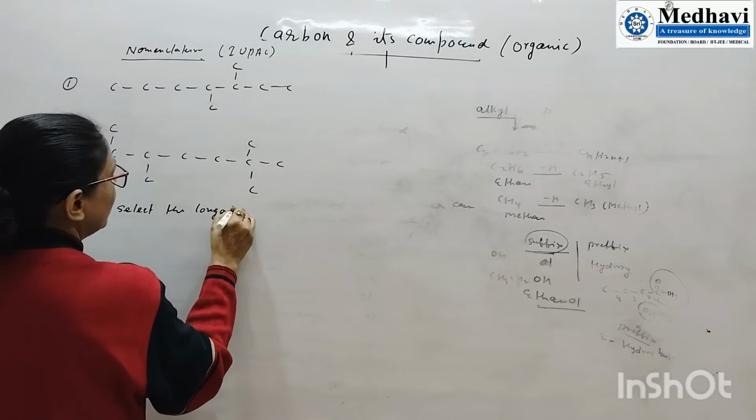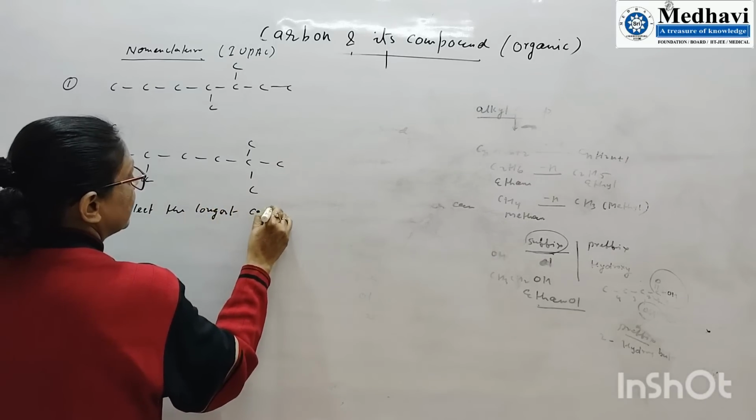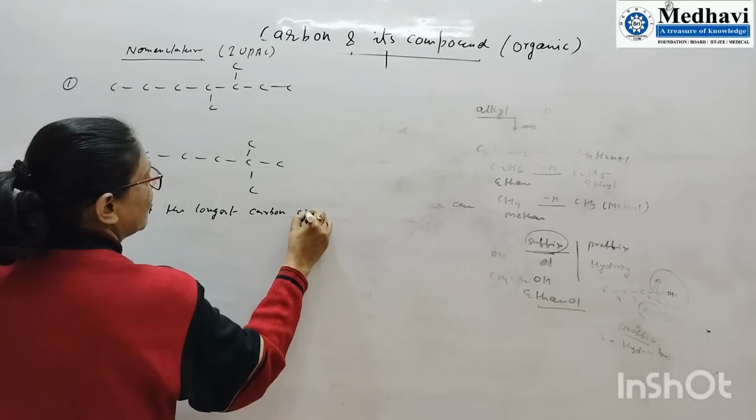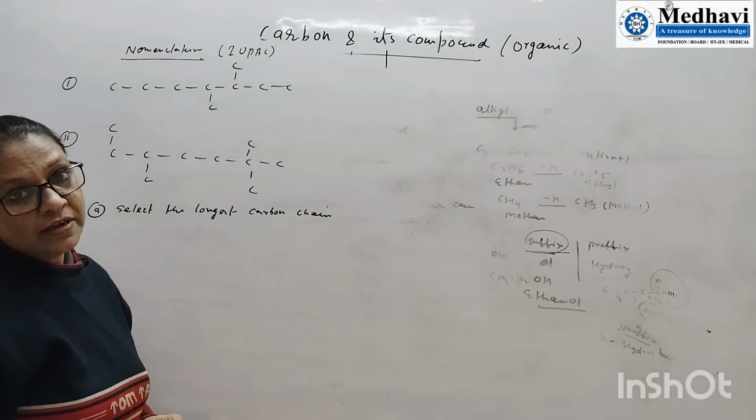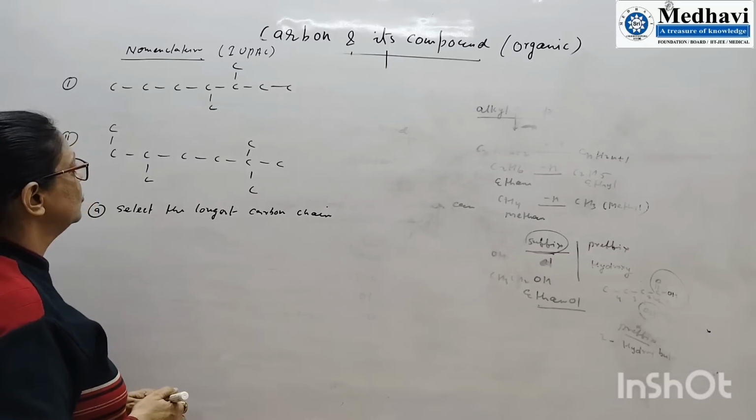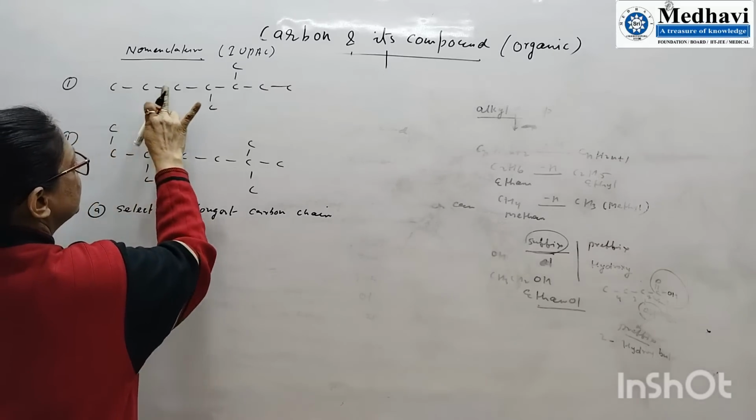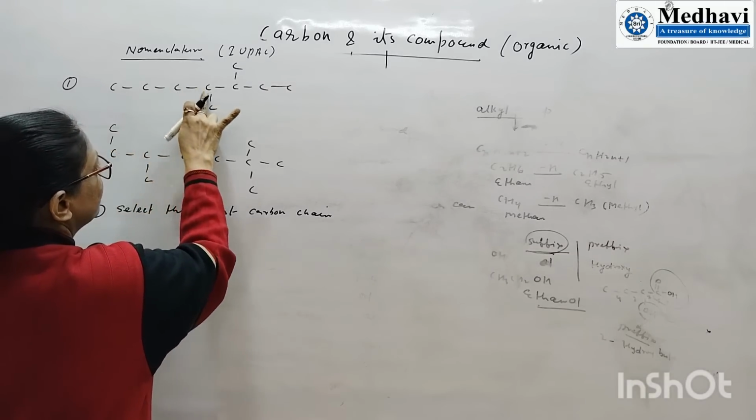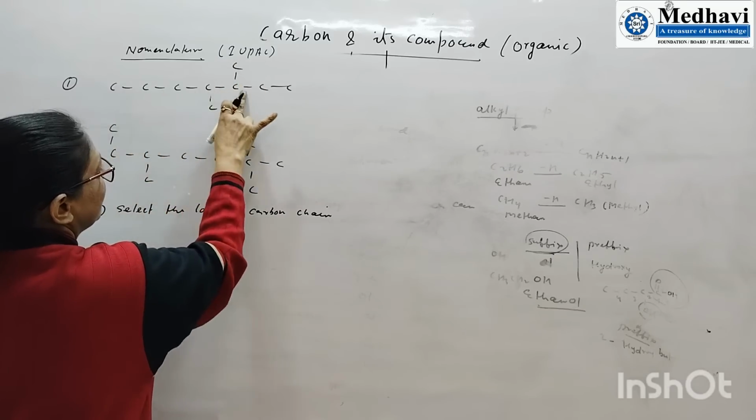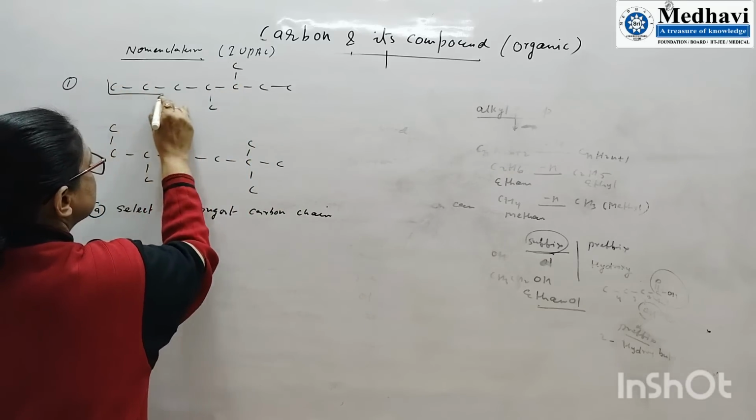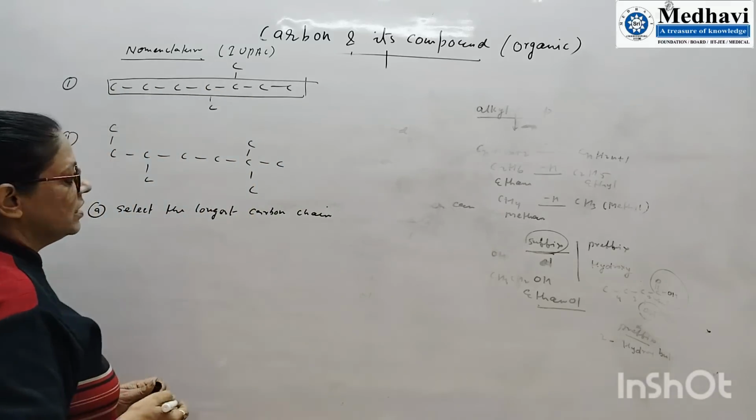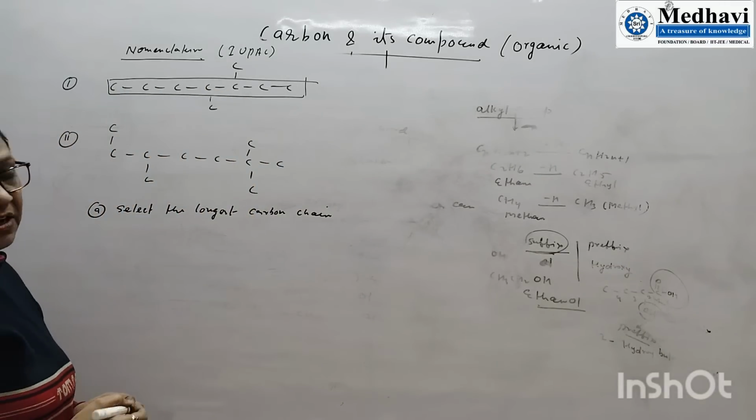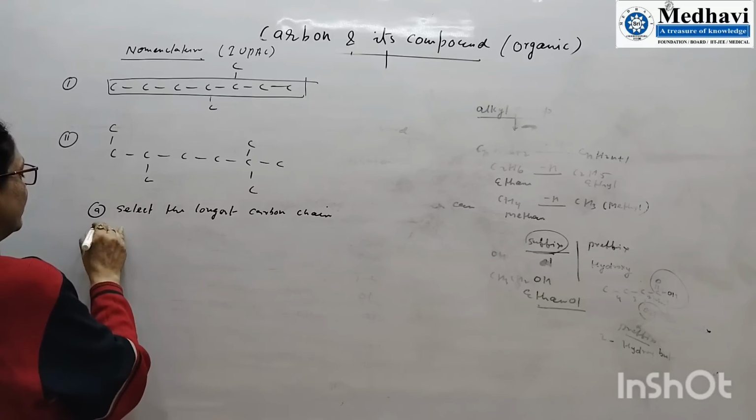Whenever you are going to write the IUPAC name of any compound, you have to select the longest carbon chain. You have to choose the longest: 1, 2, 3, 4, 5, 6, 7. So this is the longest carbon chain. This is the first information you must have before naming a compound.